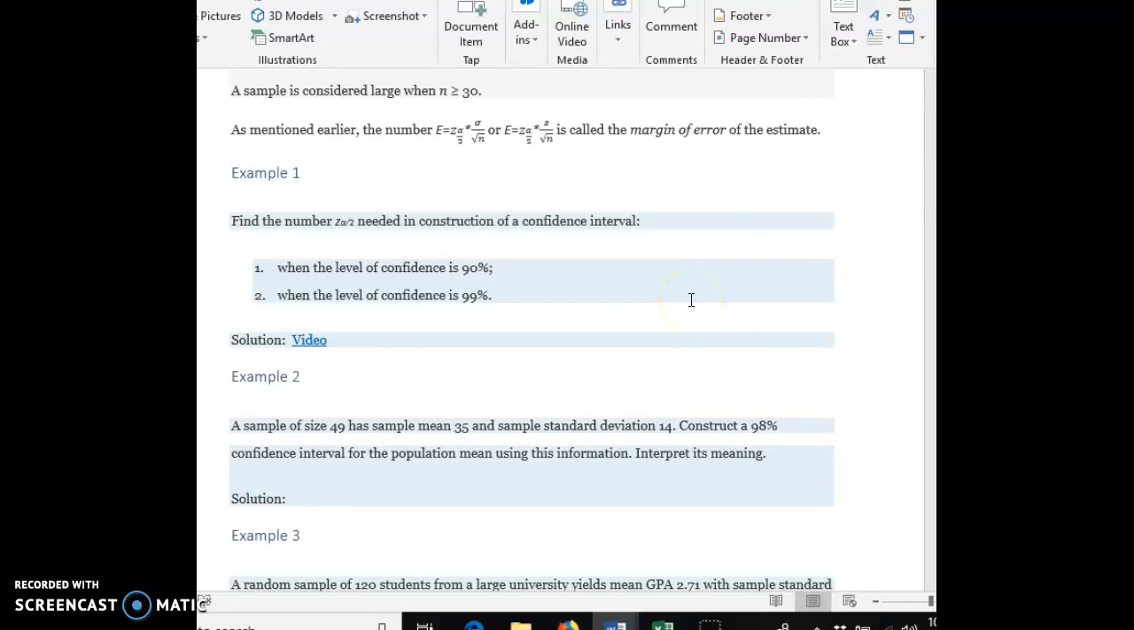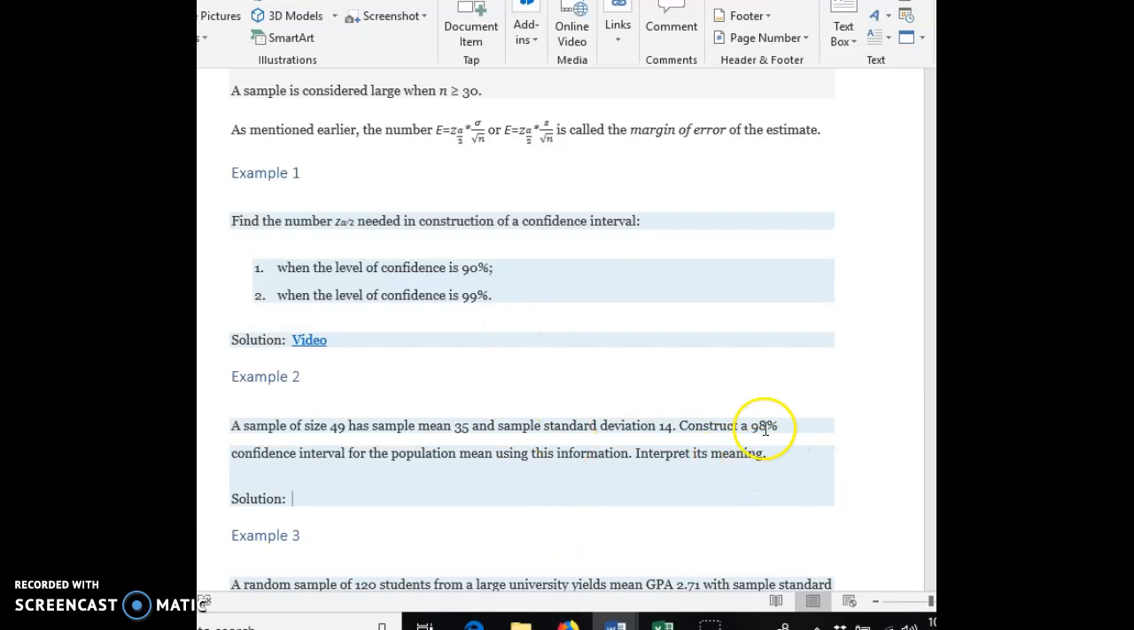Let's look now at example 2, where we're going to do the entire confidence interval. A sample of size 49 has a sample mean of 35 and a sample standard deviation of 14. Construct a 98% confidence interval for the population mean using this information and interpret its meaning. All right, so let's go ahead and do this.